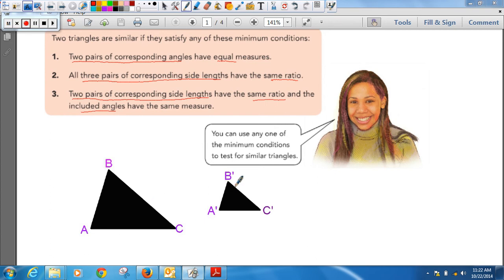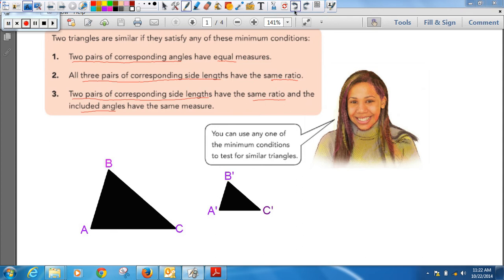So down here I'm going to show you what each of those are talking about. For number 1, it says 2 pairs of corresponding angles have equal measures. So that would be, for instance, me saying angle A is congruent to A prime, and angle B is congruent to B prime. Let me mark those with 2 lines. There we go. If 2 corresponding angles are congruent, the triangles are said to be similar. That is instance number 1.